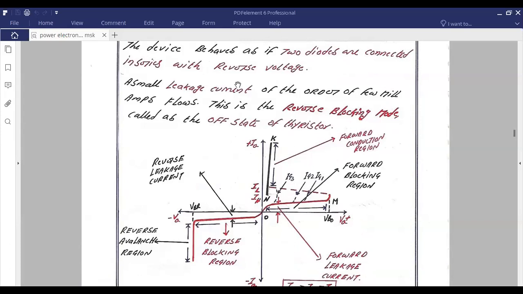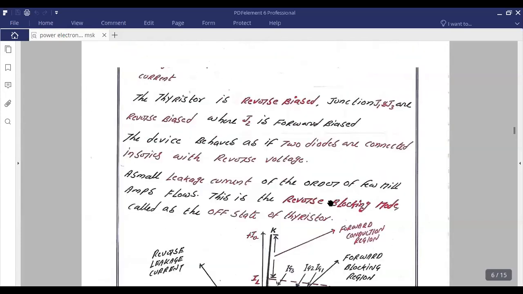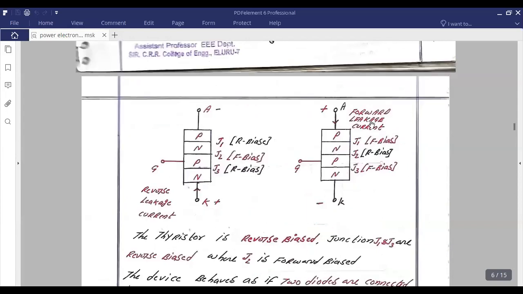SCR is considered to be a semi-controlled device. So why are we saying it is a semi-controlled device? Though we apply a positive voltage at the anode and a negative voltage at the cathode, the device does not come into conduction. The gate terminal acts as a control terminal. Hence an SCR is considered a semi-controlled device.